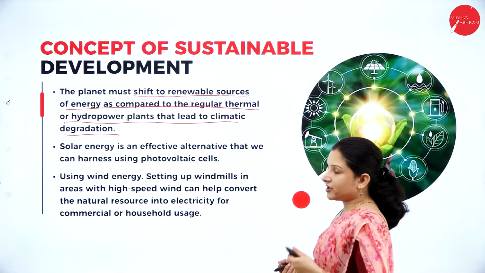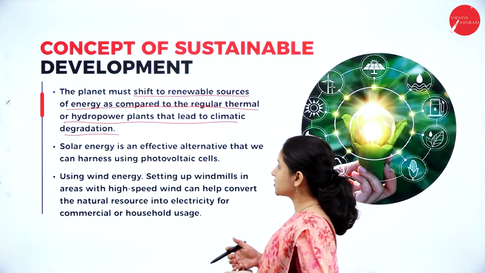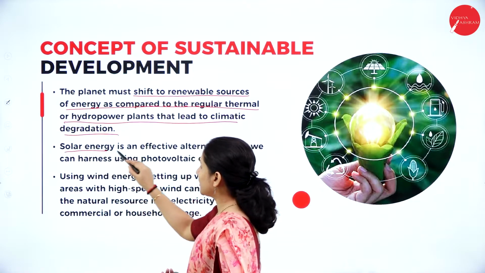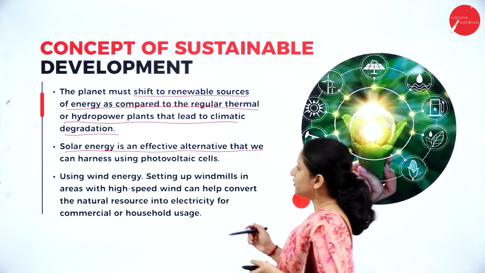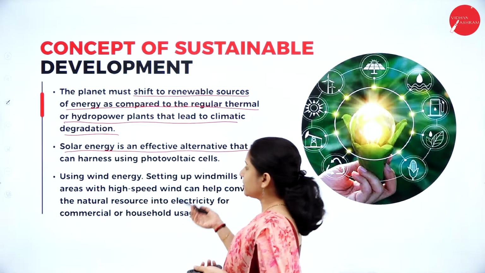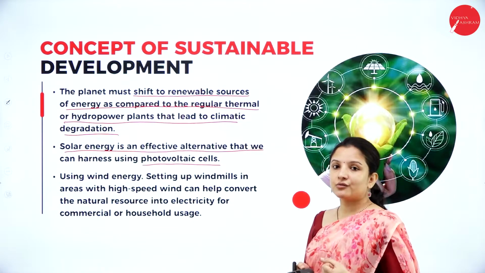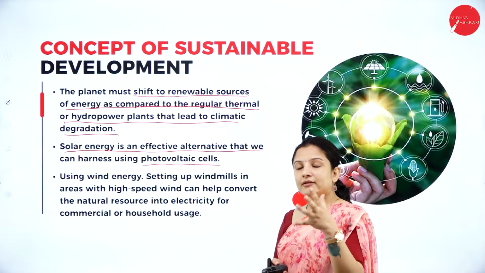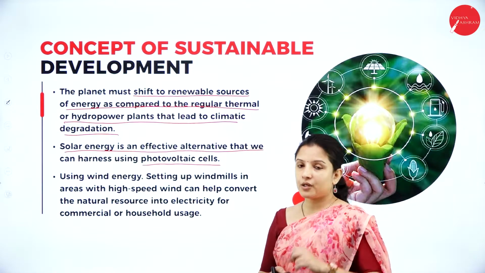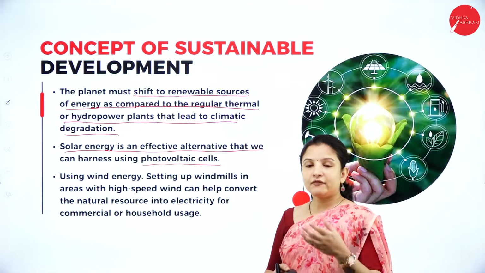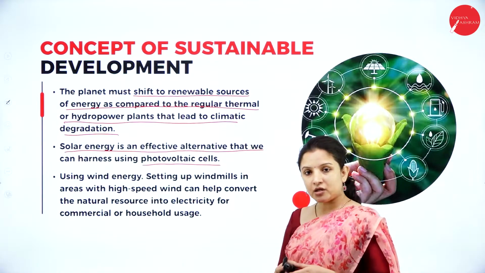So instead of using thermal energy or hydropower energy, we can go in for solar energy, which is an effective alternative, which can be used in order to provide energy, wherein we can use photovoltaic cells to capture the solar energy radiation, and that trapped radiation can be used for lighting the house, for cooking purposes, for heating water. Therefore, instead of electricity, this solar energy can be used.